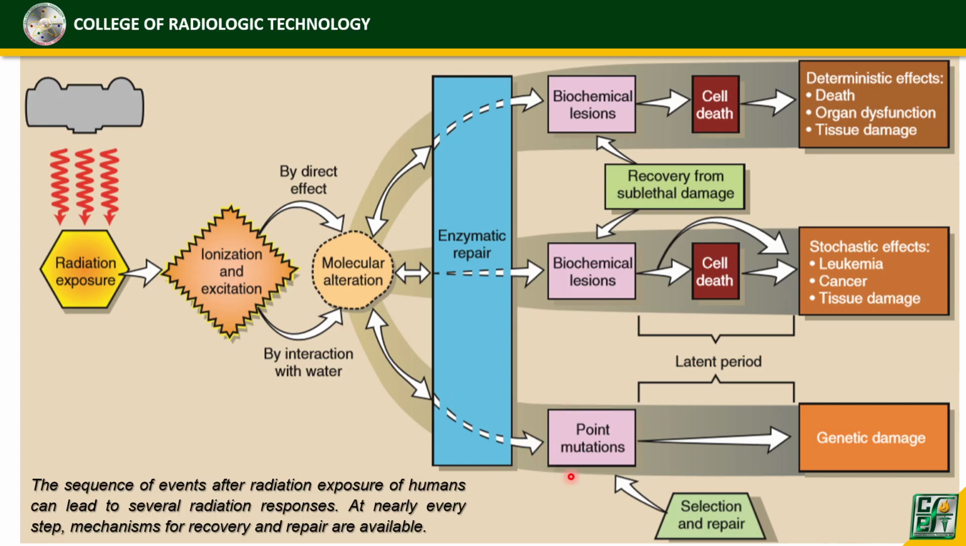Then, point mutation. This point mutation occurs in the chromosomes of the DNA. There can be possible repair kung ma-damage or kung magkaroon ng mutation. However, again, repair cannot guarantee the 100% return to normal, and therefore, it can produce genetic damage. So again, pinapakita lang dito na there can be repair and recovery in certain stages ng response ng katawan ng tao sa radiation exposure.